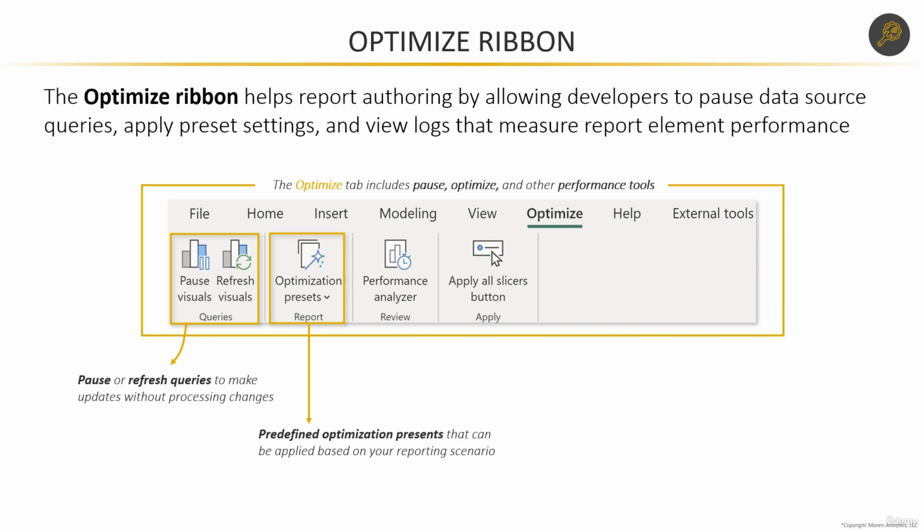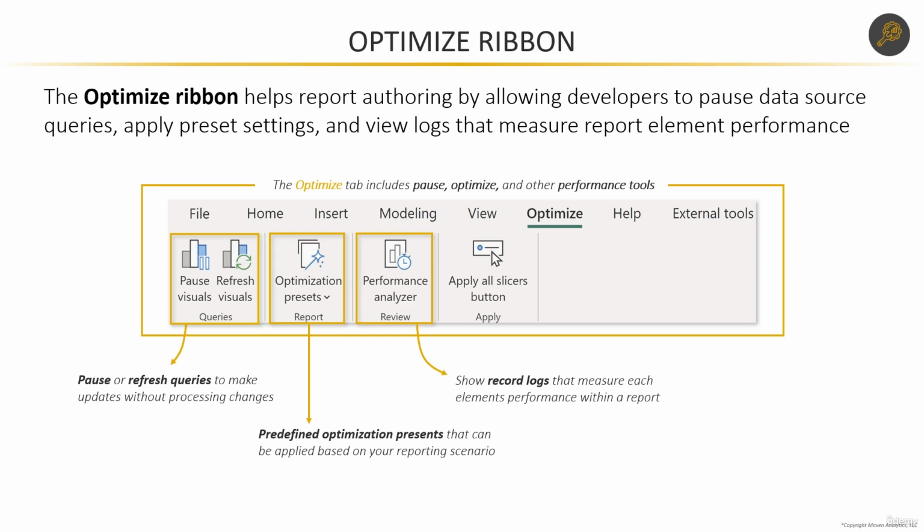Next up, we've got Performance Analyzer, which is a fantastic tool that can be used regardless of the connection method or type. Now, the Performance Analyzer basically records all of the interactions and query load times within your report, and then it displays them for you in meaningful categories.